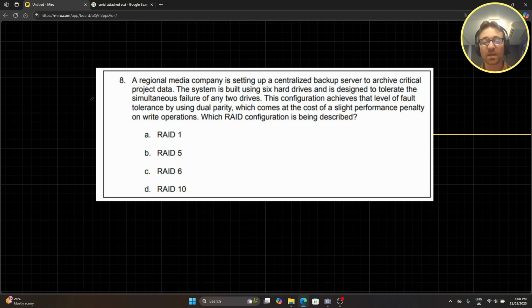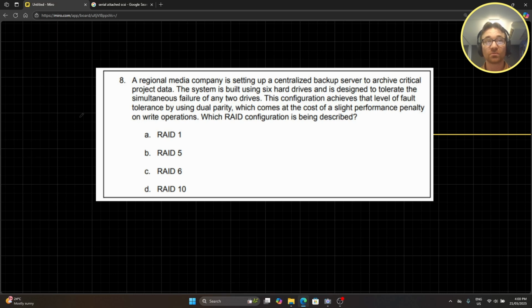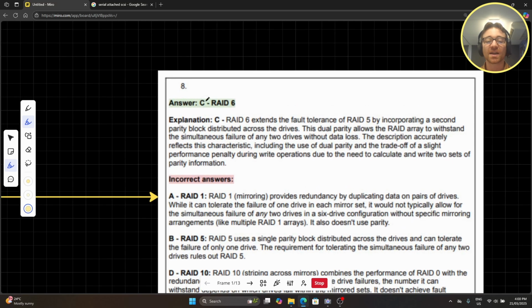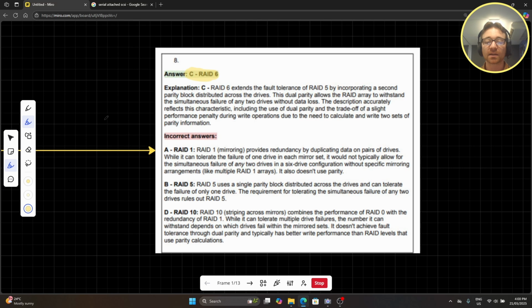A. RAID 1, B. RAID 5, C. RAID 6, D. RAID 10. Few seconds and I'll give you your answer in 3, 2, 1. Let's go. Your answer is C, RAID 6. Why RAID 6? Pause if you want to read that, guys.